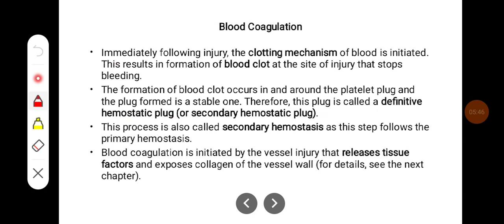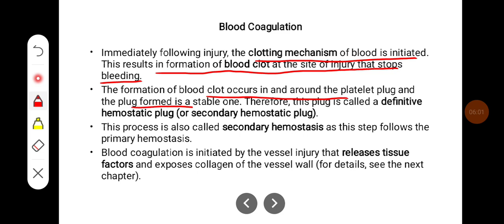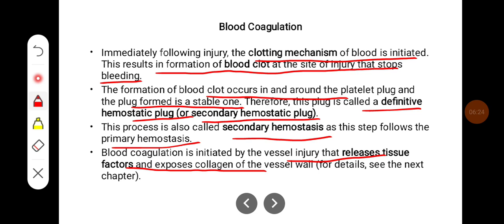Immediately following the injury, the clotting mechanism of the blood is initiated. This results in the formation of the blood clot at the site of injury that stops bleeding. The formation of the blood clot occurs in and around the platelet plug, and the plug that is formed is a stable one. Therefore, this plug is called the definitive hemostatic plug or secondary hemostatic plug. So the process is called secondary hemostasis as this step follows the primary hemostasis. Blood coagulation is initiated by the vessel injury that releases the tissue factors and exposes the collagen of the vessel wall.